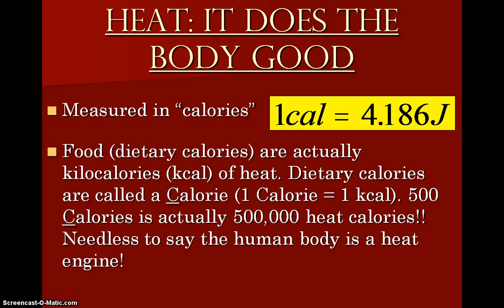So we measure heat in terms of our body in calories. So calories is the heat energy that we get from our food. And 1 calorie is 4.186 joules. Joules is the unit that we use for energy in chemistry and in physics. So the calories that you look at on a food label are actually kilocalories. So they're not just calories. When it says something's 500 calories, it's actually 500,000 heat calories.